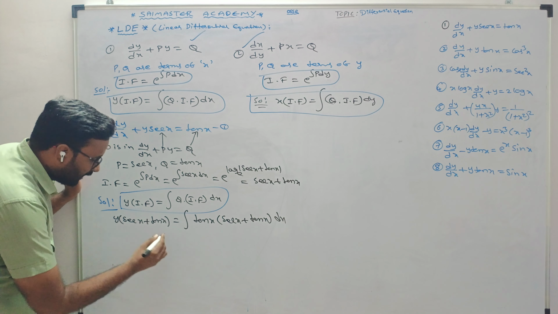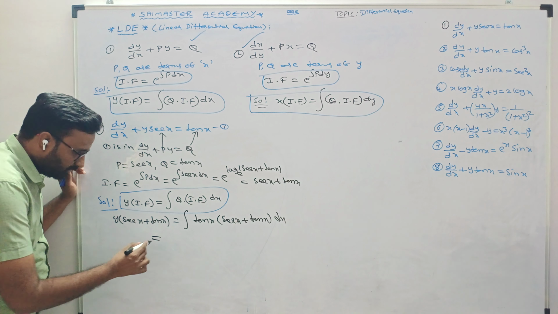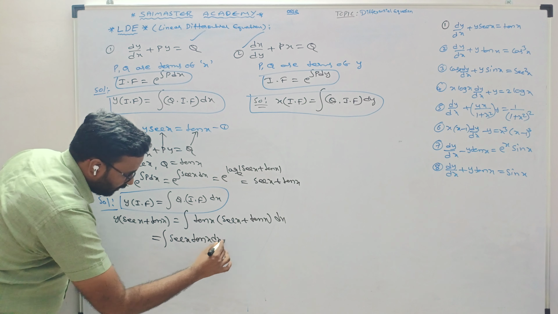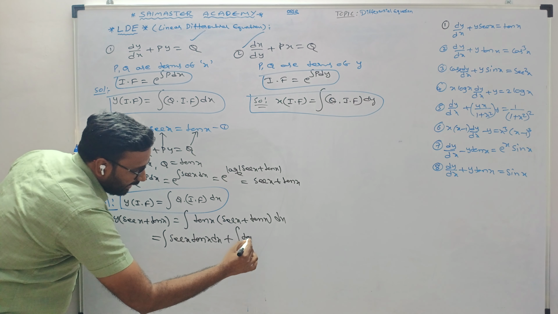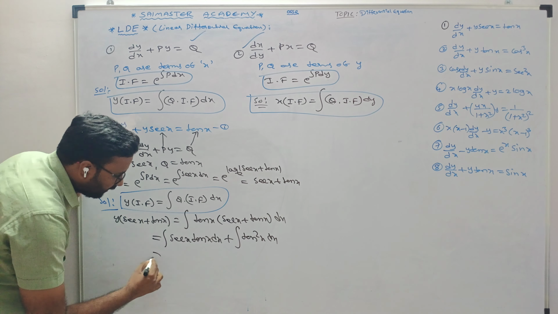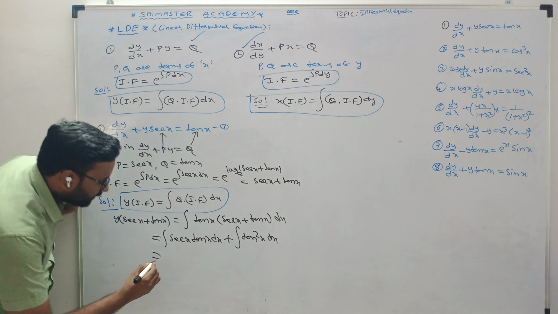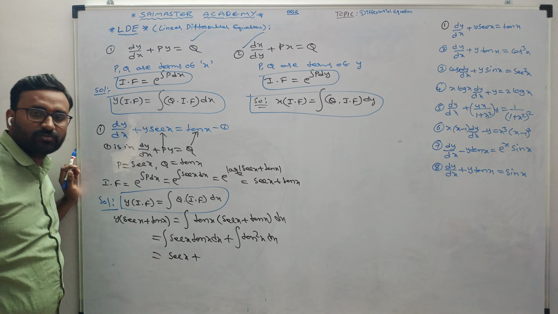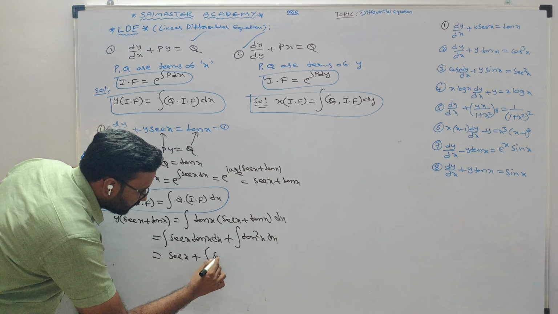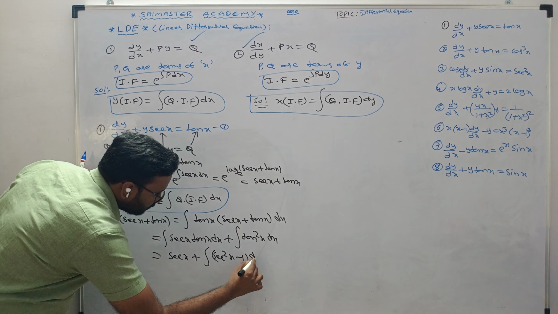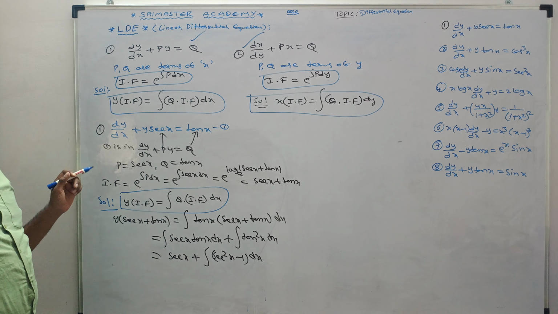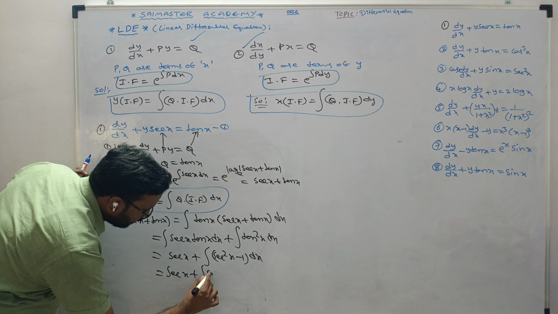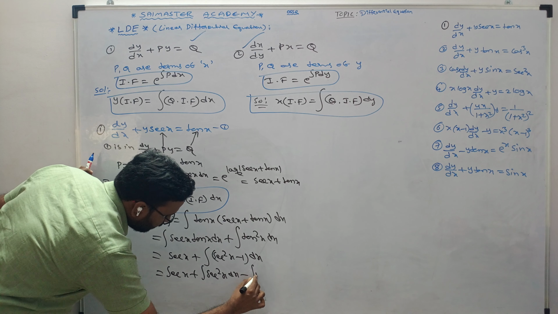Now multiply both. On the LHS you can't do anything, there is no integration. Integral secant x tan x dx plus integral tan x into tan x, tan square x dx. We have a direct integral formula for secant x tan x: secant x, because the derivative of secant x is secant x tan x. There is no direct integral formula for tan square x, so we write it as secant square x minus 1 into dx by identity, secant square minus tan square is 1. Now apply integration separately: secant x plus integral secant square x dx minus integral 1 dx.